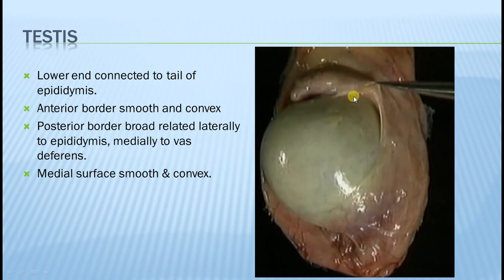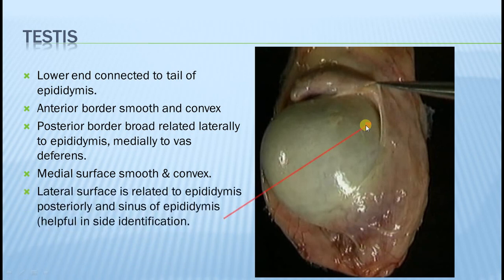There is a space between the epididymis and the testis, and that space is actually called as the sinus of epididymis. Okay. So that is the sinus of epididymis, which is related to the lateral surface of the testis. So the sinus of epididymis is an important feature by which you can actually decide the side of the testis. Very helpful in side determination.